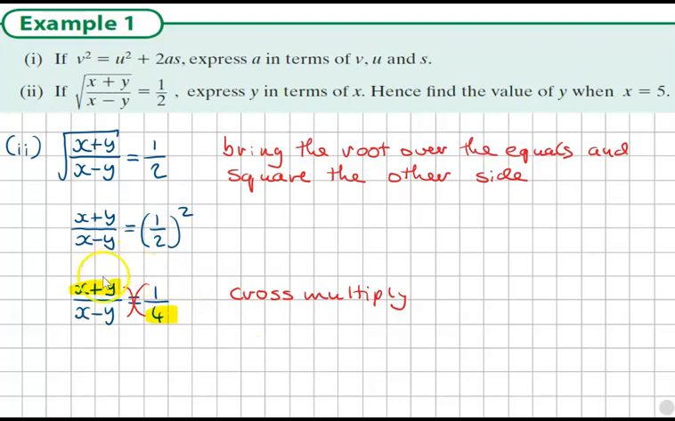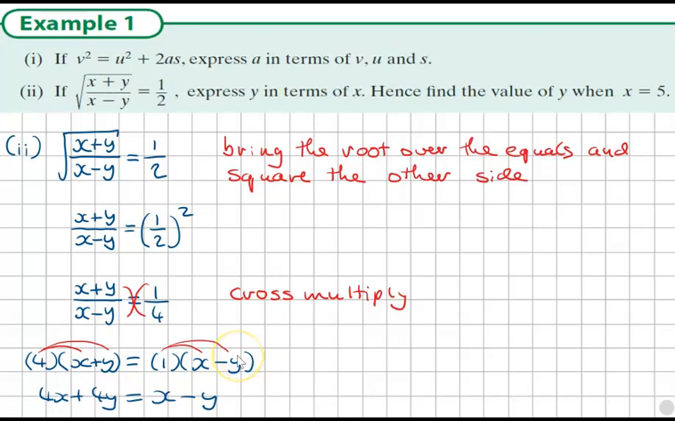So starting with top left multiplied by bottom right. So I have 4 times x plus y on the left. And then I'm going to multiply the top right by the bottom left. So then I just multiply out the brackets. So 4 by x is 4x and 4 by y is 4y. And then on the right-hand side, I multiply out the brackets. And 1 multiplied by anything is just itself. So we just have x minus y.